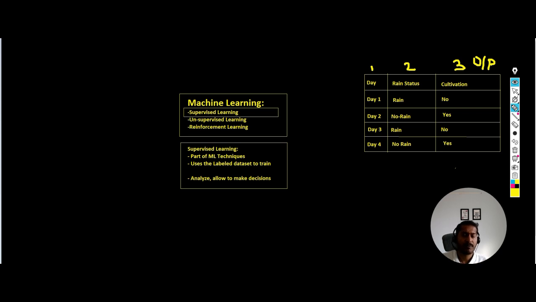So if you go through this, on the day column, day 1 the rain happens, day 2 there is no rain, day 3 rain happens, day 4 there is no rain. Based on that, in day 1 rain happens, that's the reason cultivation didn't happen, means farmer didn't go for the cultivation. Day 2 there is no rain, so farmer easily goes for the cultivation, so that's the reason it shows yes. Day 3 it has rain, so there is no cultivation. And day 4, there is no rain, so yes, cultivation was done.